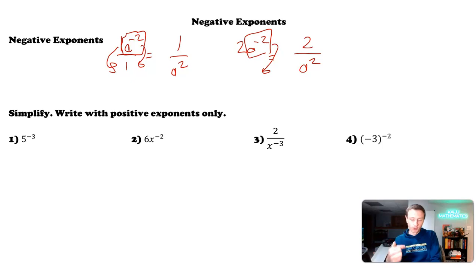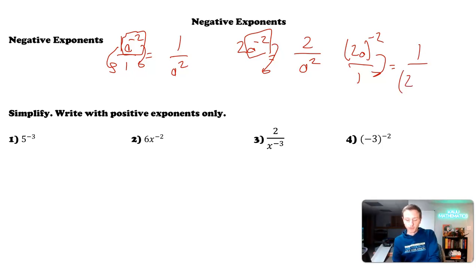In order for the 2 to move down, it'd have to be 2a to the negative 2, like that. So the whole statement of 2a is being raised to the negative exponent, so in this case the entire numerator, everything, is being raised to the negative exponent. So you'd have 1 over 2a now raised to the second power, and then you'd use your exponent rules and everything like that.